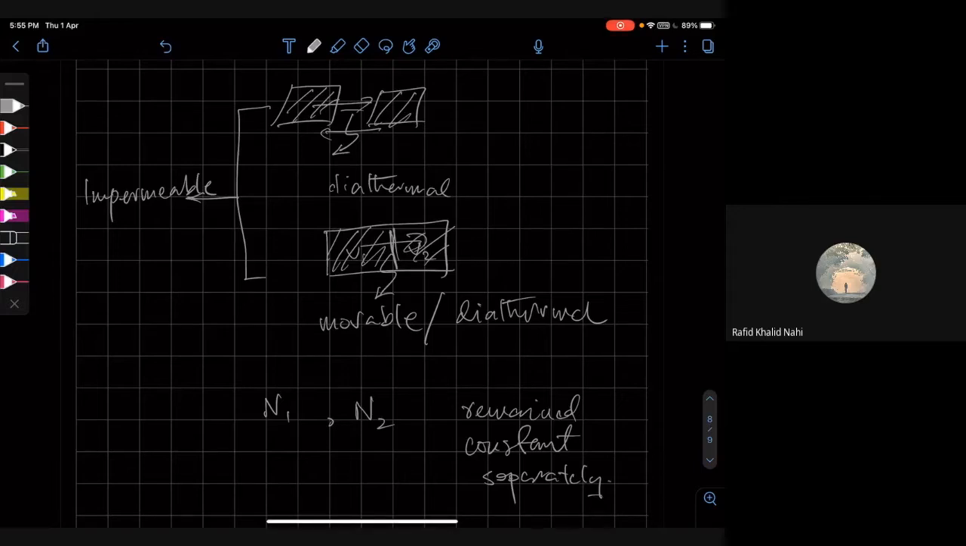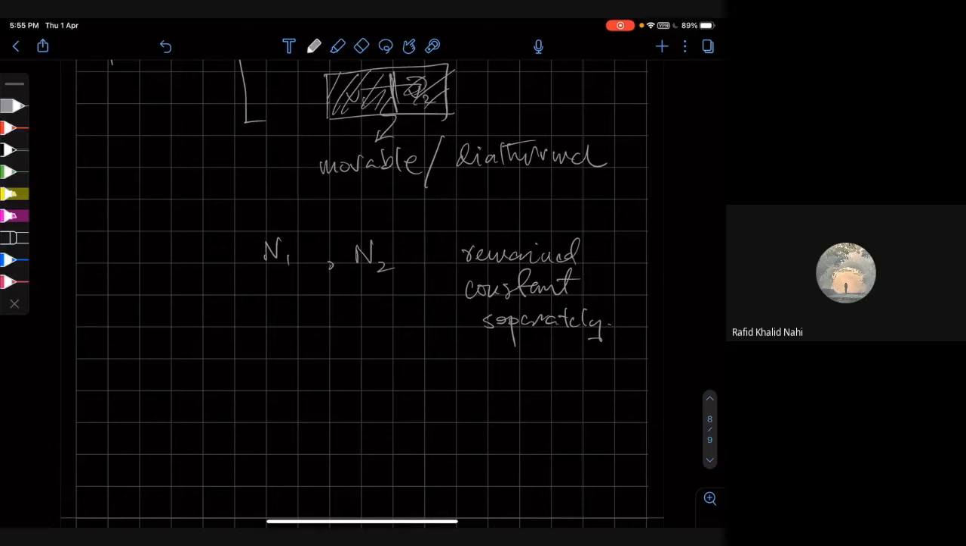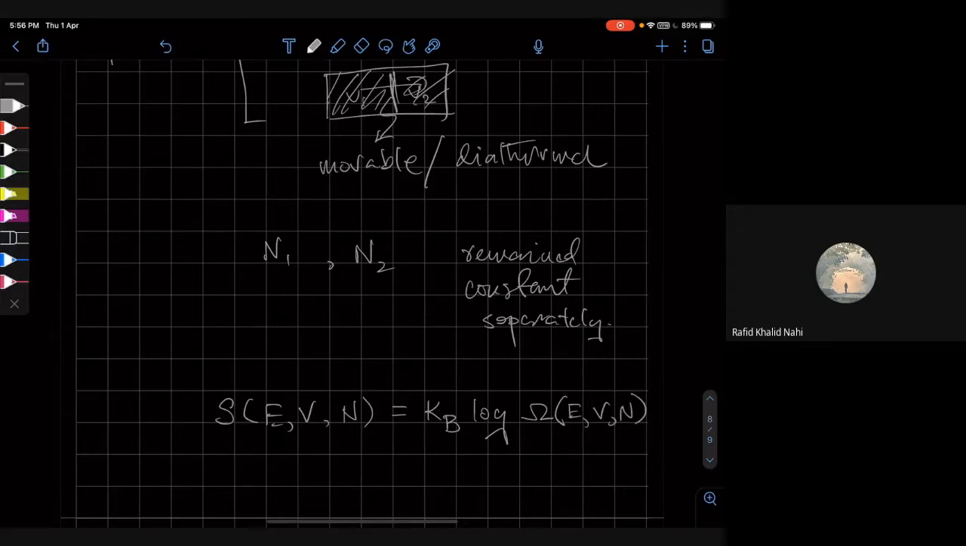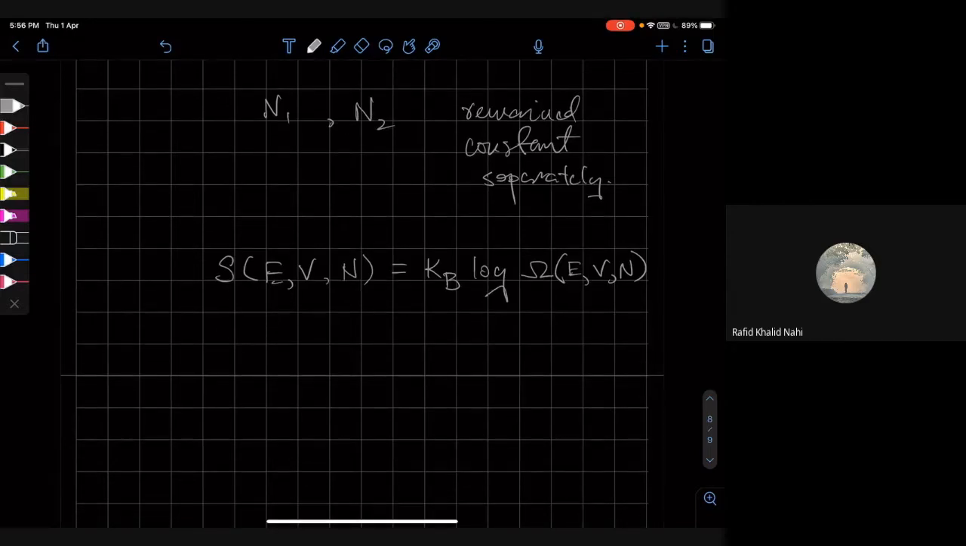Now what we can do is that we can even remove that constraint. And if you remove that constraint, then the particles can be exchanged. In that case, the entropy of the system is no longer just a function of E and V, but it will now become a function of the number of particles. So it'll be k_B log of omega(E, V, N), right? So this is just as we did in the previous cases, but now we're including an N dependence.